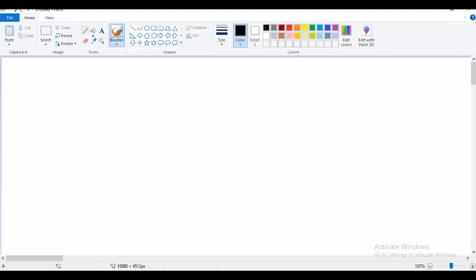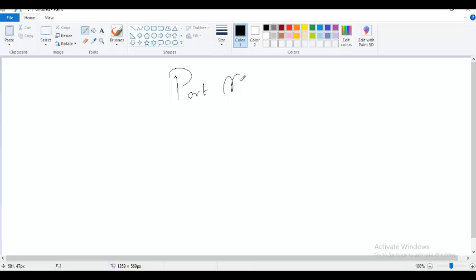Right. We were focusing on the trunk ports and access port. Today our focus is on understanding different port modes.